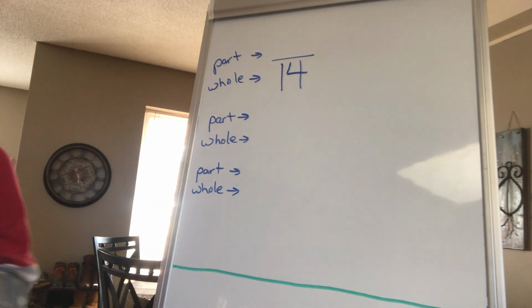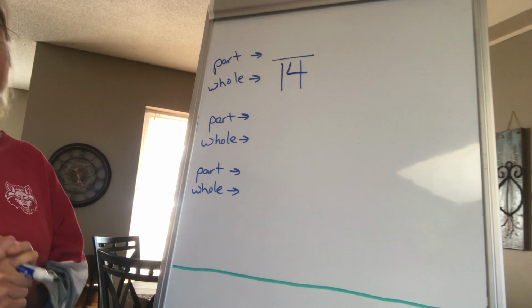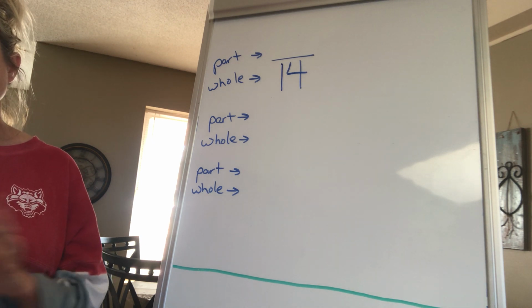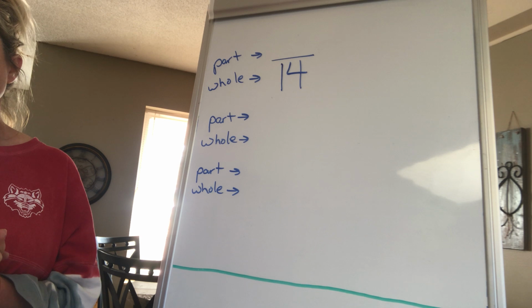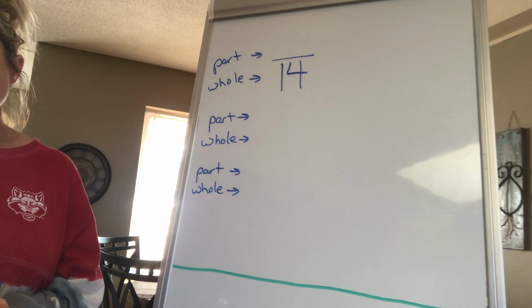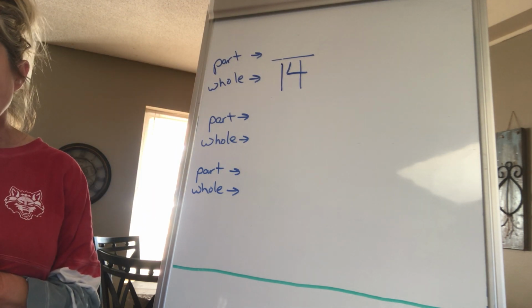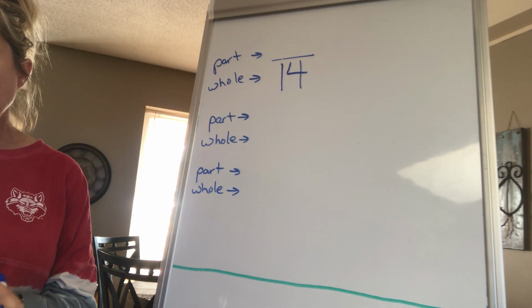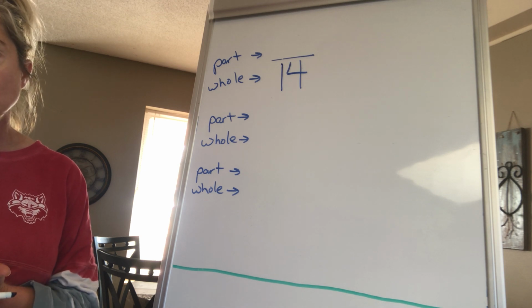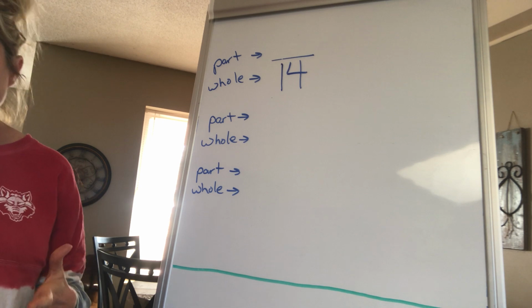He has 14 pairs of socks. So the whole number of socks that he has is 14. And so now the question asks, what fraction are blue? So we have to look at that and see what part are blue. And all it says about the blue is the rest are blue. Didn't give us a number. But can we figure out the number?